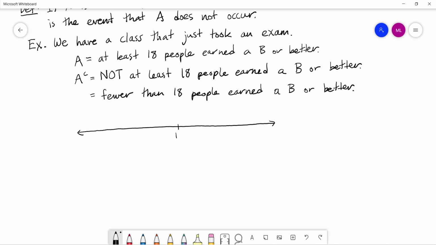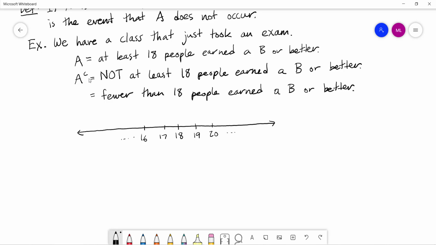So I'm going to put 18 right here. Maybe we'll have 19 and 20 going this way, dot, dot, dot. And this side we'll have 17 and 16 going this way, dot, dot, dot. And I want to figure out basically which outcomes in the class. So just forget about the idea of a complement right now, and just think about this hypothetical.